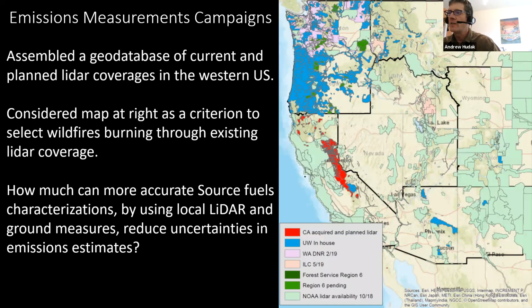So a question here is, well, how can we use this information for informing not just fuel maps, but potentially consumption maps? And we are pursuing an opportunistic strategy where if a wildfire burns through an area that has existing LiDAR, then that's one that we should select for sampling on the ground, airborne sampling, and post-fire measurement, because we already have this advantage of the pre-fire LiDAR data to provide that fine scale information on vegetation and fuels.